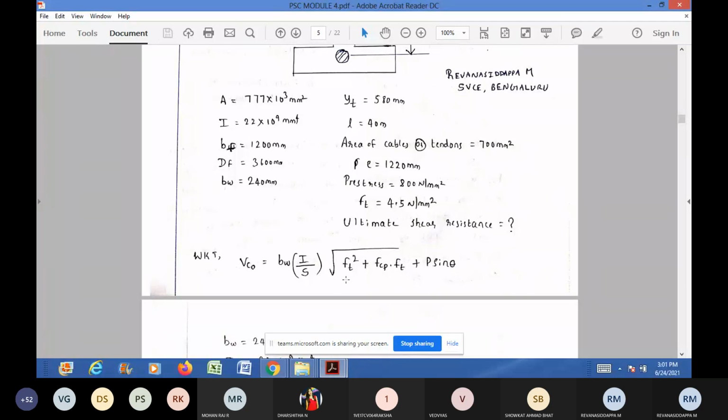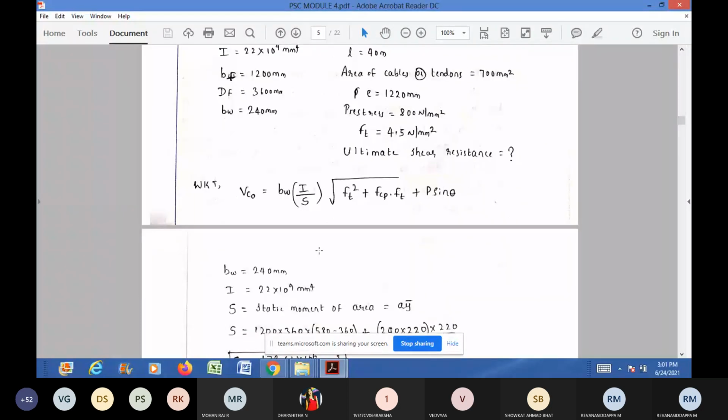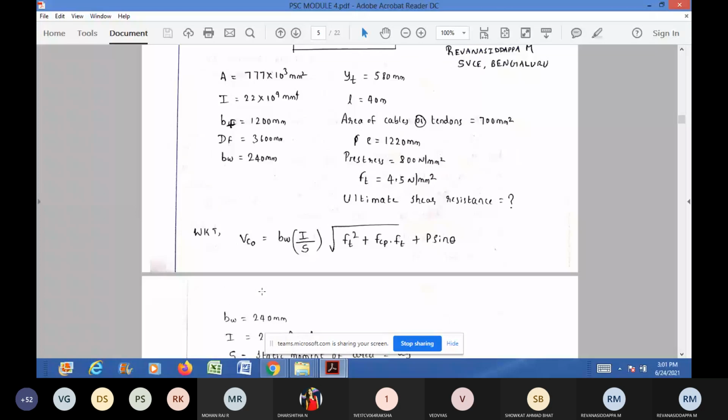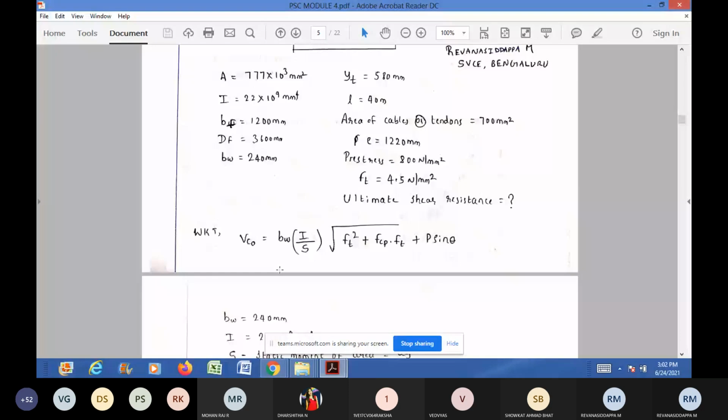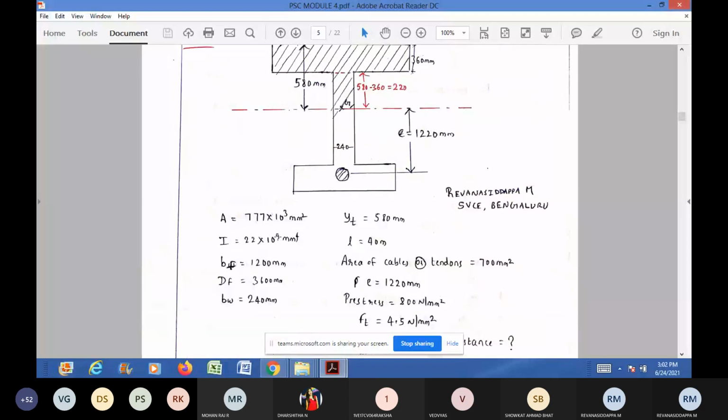Plus P sin theta. You should not forget this if the profile of the cable given is parabolic or linear or triangular. I hope all of you have written this formula, where BW is the width of the web. It is given in the problem itself, 240 mm. Note it down, BW is equal to 240 mm. Moment of inertia is also given. It is given as 22 into 10 power 9 mm4.